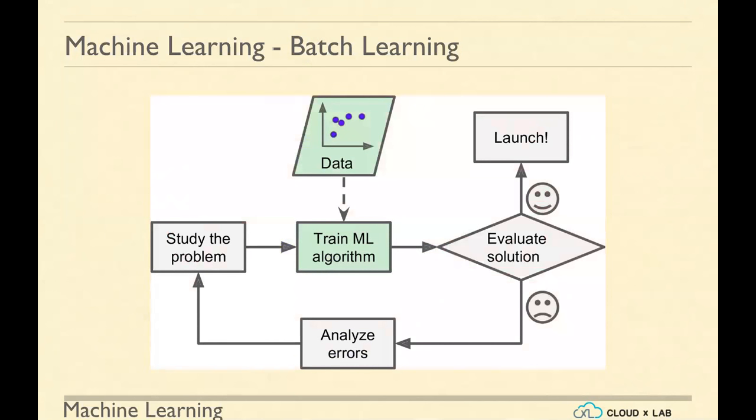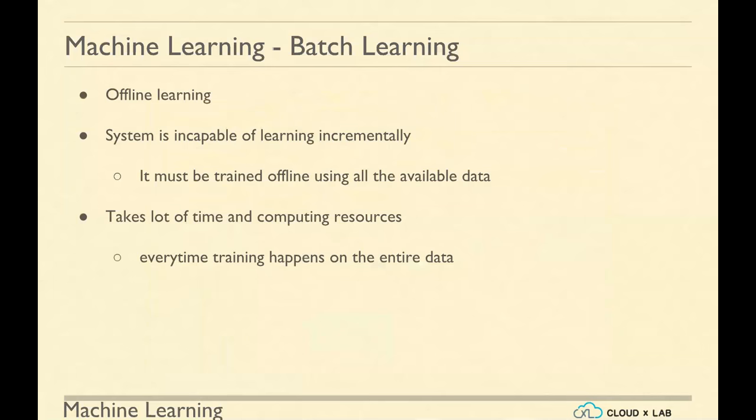Batch learning is the one in which we have the entire data and we feed that entire data to the ML algorithm and we just use the model that is generated by the algorithm. So the algorithm consumes the data, gives out the model, and we keep on using that model. And afterwards, say after a day or two, we retrain the entire model on the entire data. That's called batch learning. Okay, so batch learning is offline learning. The system is incapable of learning incrementally. It must be trained offline using all the available data. It takes a lot of time and computing resources. Every time training happens on the entire data, it is going to take a lot of time and computing resources.